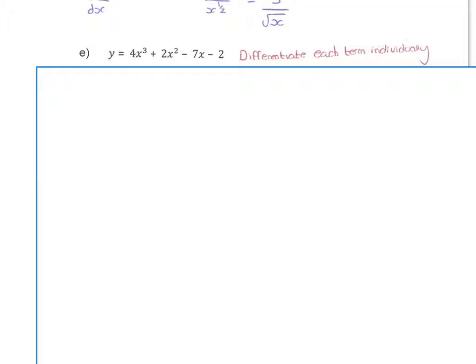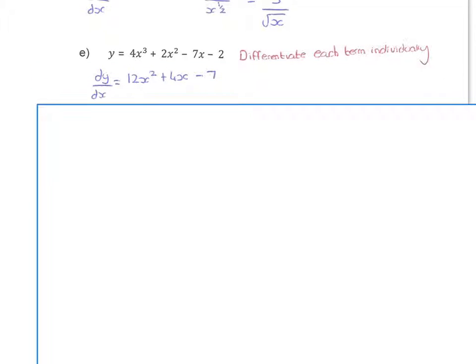On to part E. Here we have a slightly longer equation to differentiate, but just take each term individually and differentiate them one by one. Using our rule, I'll say it again, it's going to be stuck in your head: multiply down by the power, take 1 away from the power. So let's take the first term. Doing that, we will get dy by dx equals 12x squared plus 4x minus 7, and remember, the minus 2, when we differentiate, becomes a 0 because it does not involve any x terms.